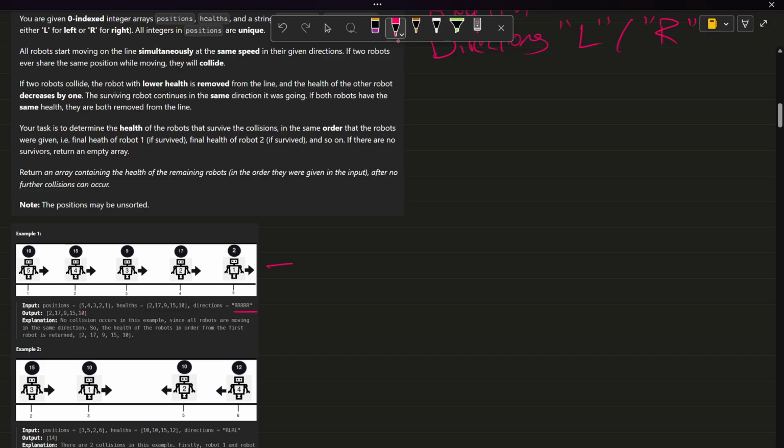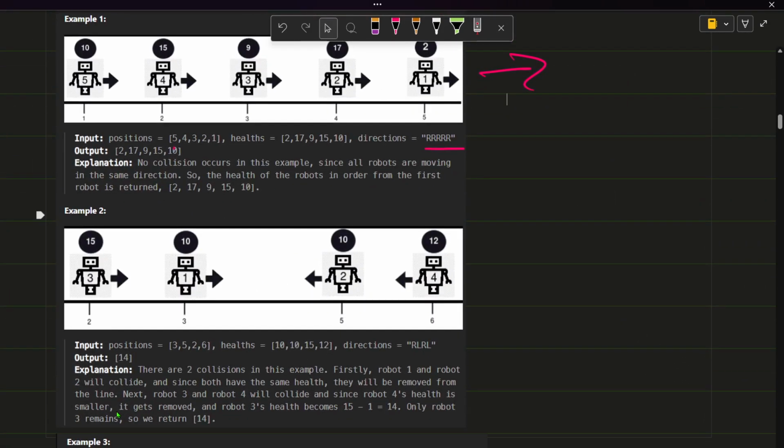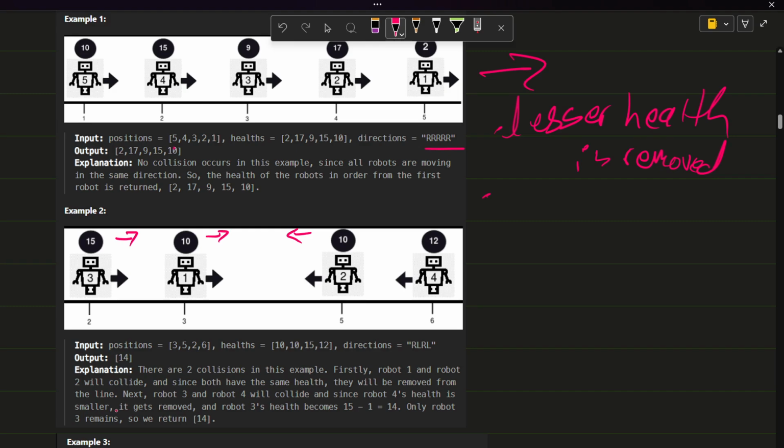here everyone is moving to the right-hand side, so no collision will be there. Here a collision is going to occur. See, these two robots are moving to the right-hand side, and this one is moving to the left-hand side. Now what happens when a collision occurs? The robot with the lesser health is removed, and the health of the larger, more powerful robot decreases by 1.